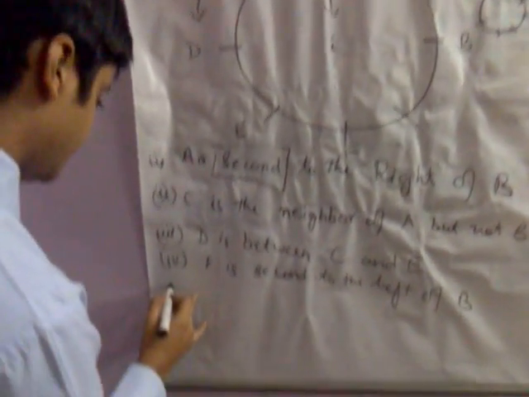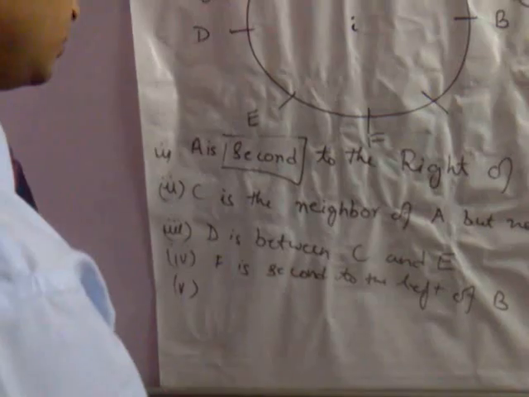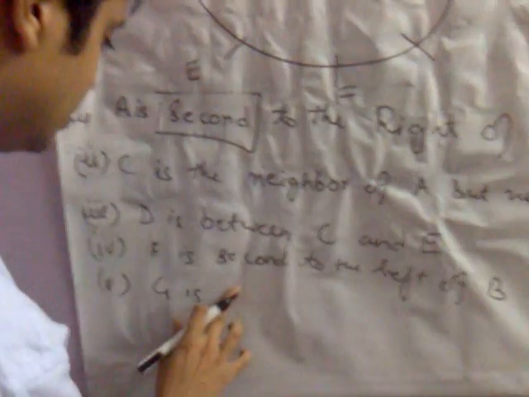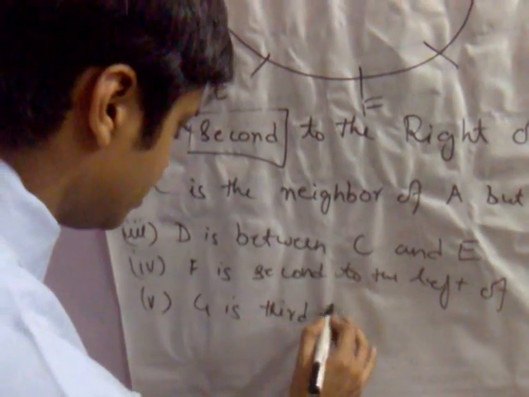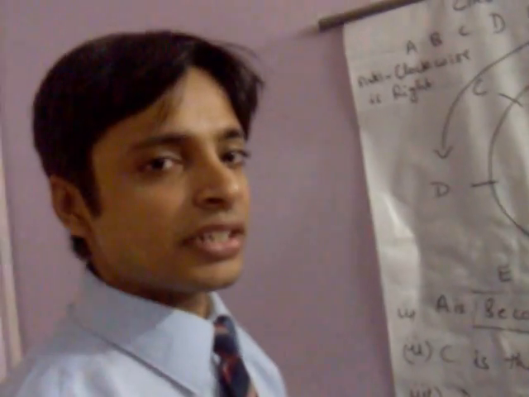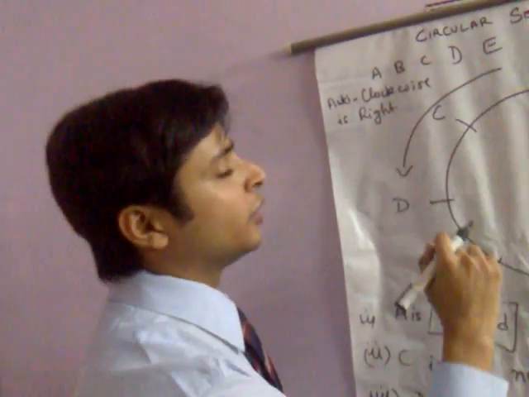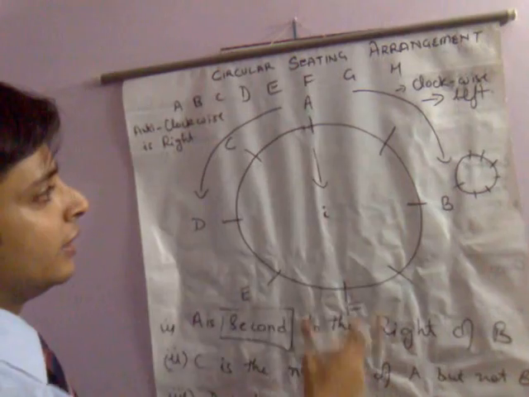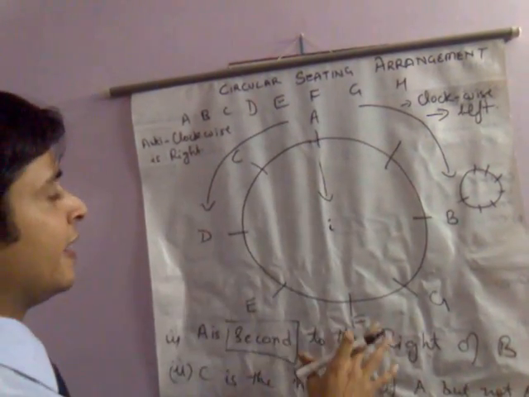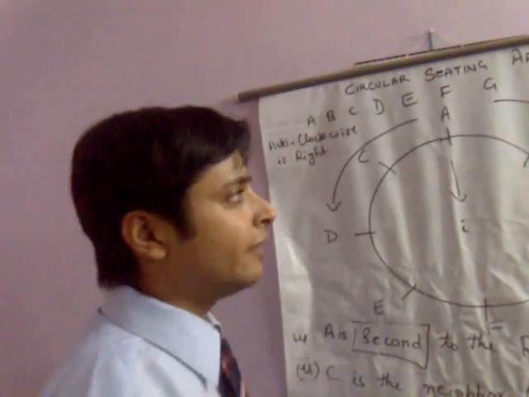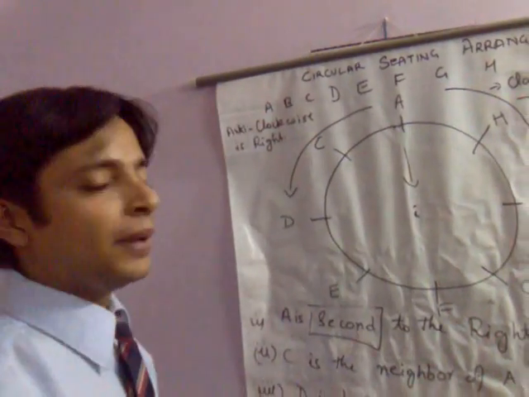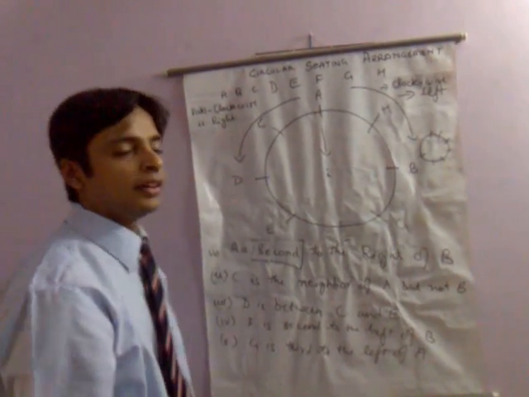Now the fifth information says that G is third to the left of A. G is third to the left of A. So third to the left of A means this is the clockwise direction, this is left, that means 1, 2, 3. Third to the left of A means over here. So now we have a seating arrangement and only one space is left and only one person is left, that is H. So he will settle down over here. So now we see that we have a complete seating arrangement based on the information that was given to us.